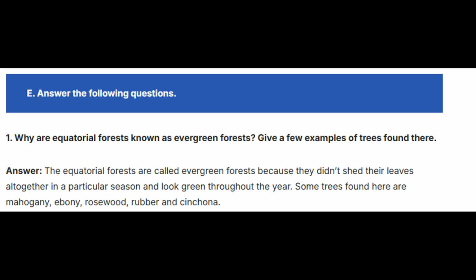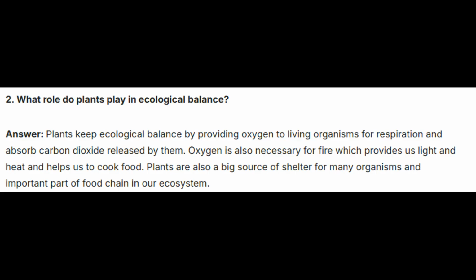First, why are equatorial forests known as evergreen forests? Give a few examples of trees found there. Answer. The equatorial forests are called evergreen forests because they do not shed their leaves altogether in a particular season and look green throughout the year. Some trees found here are mahogany, ebony, rosewood, rubber, and cinchona.